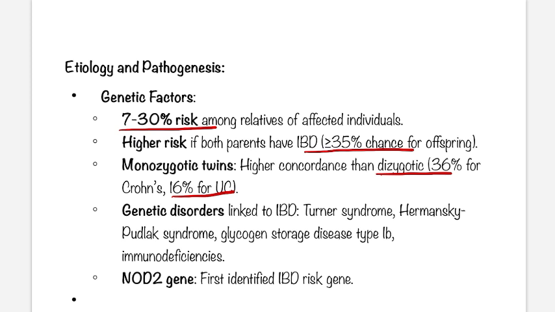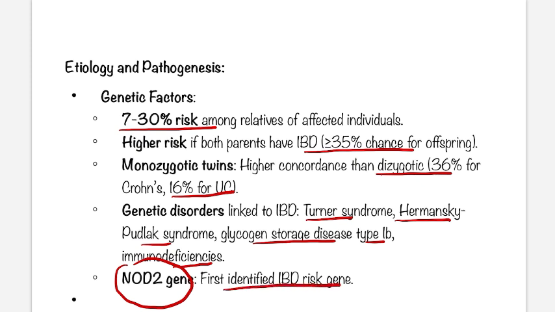Are there any genetic disorders which are linked to IBD? Yes: Turner syndrome, Hermansky-Pudlak syndrome, glycogen storage disease type 1b, immunodeficiency. Is there any gene available? Yes, the NOD2 gene. This is the first identified IBD risk gene.